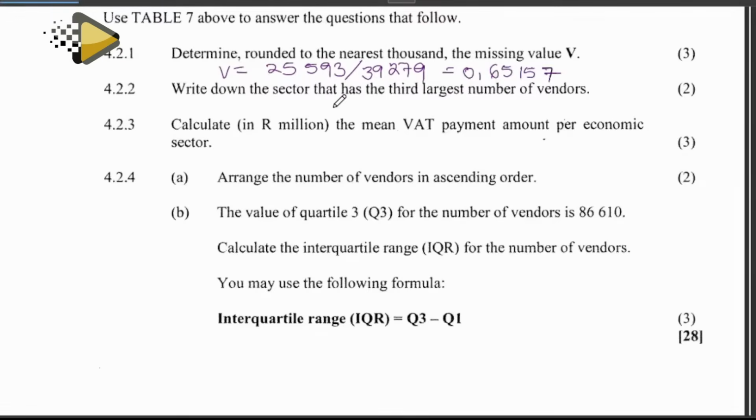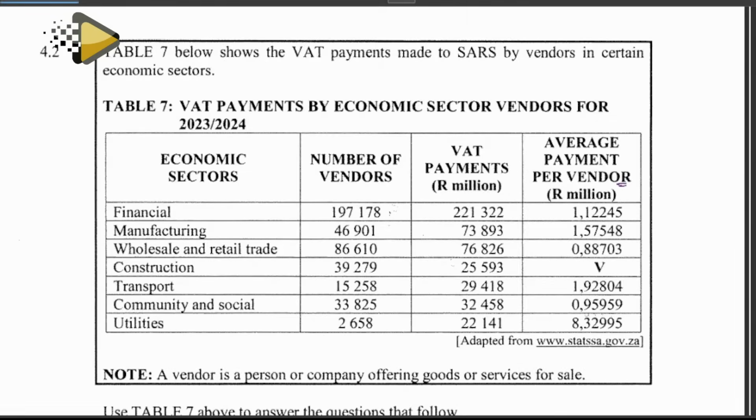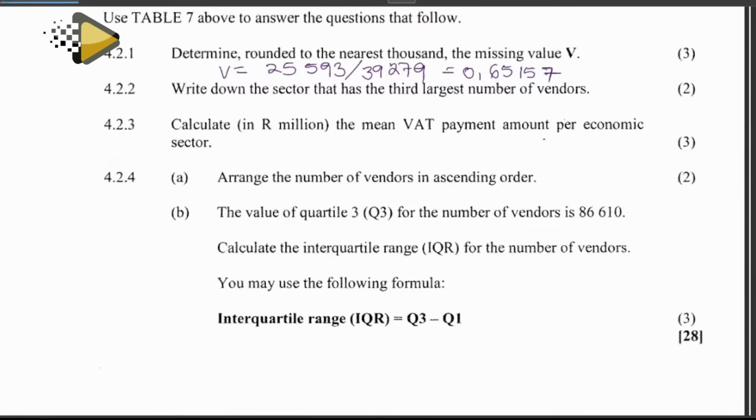Okay, that is it. Then write down the sector that has the third largest number of vendors. Third largest number of vendors. We are saying third largest. This one is 1, followed by this. This is 3. Third largest. So we shall say it's manufacturing.